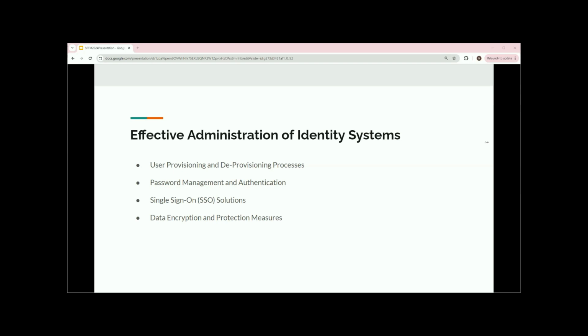Many places you have seen, right? Like you need to have a password of a certain length, a combination of certain characters. So those are some of the best practices and effective administration for identity systems.